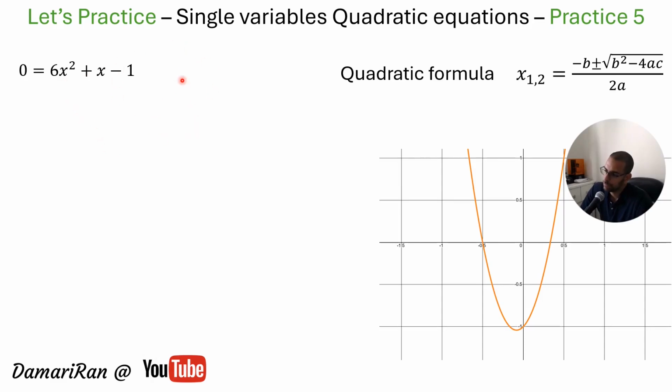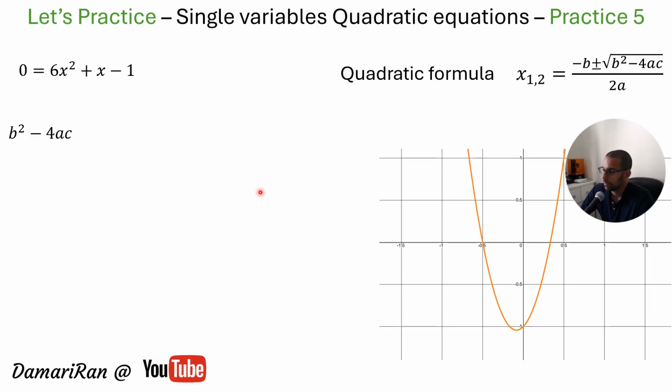Here is a quadratic formula. Take a couple of minutes. I want you to solve it, okay? Remember, a equal to 6, b equal to 1, and c equal to -1. I want you to do it, and I'll see you in a couple of minutes. All right, guys, I'm trusting that you did it. So let's see what we got.